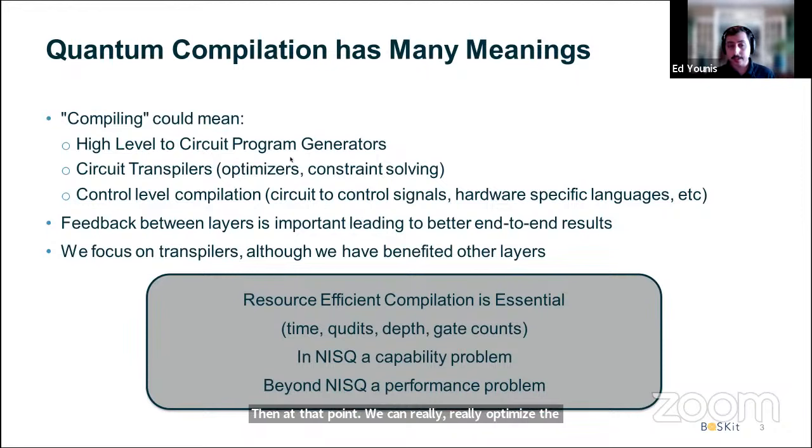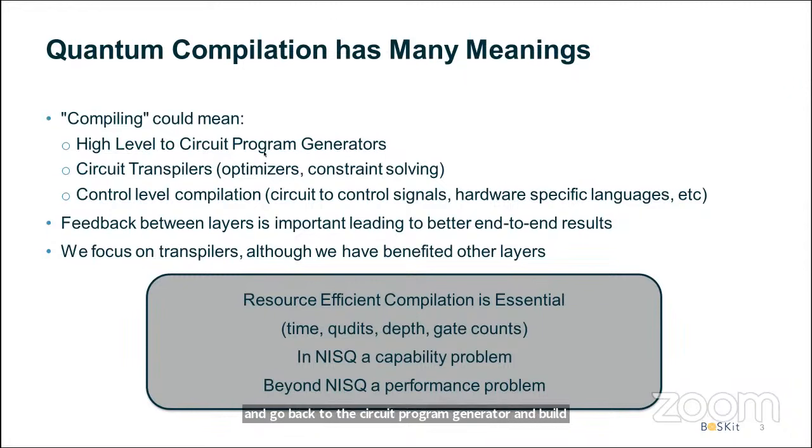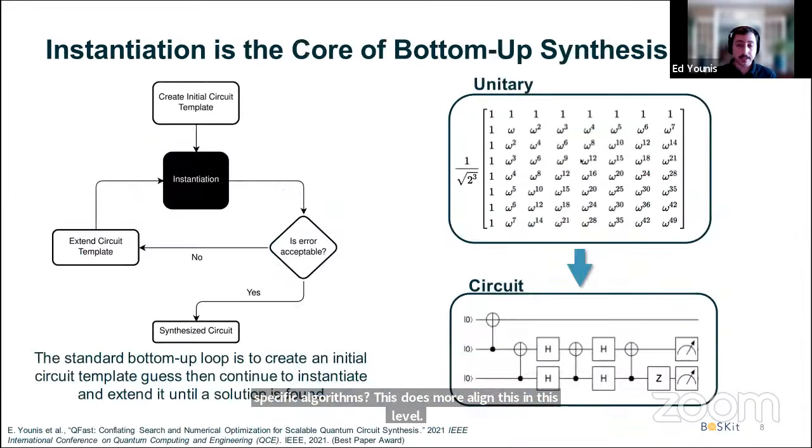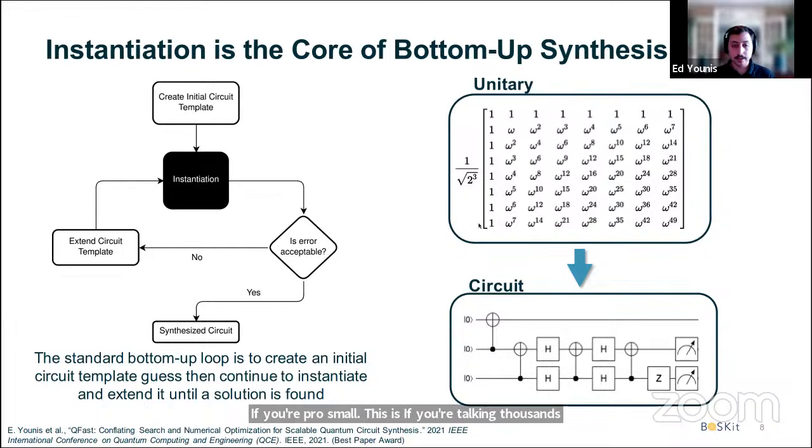In some cases, and I talk about this later on, we're actually able to analyze the results that come out of our optimizers and take those recognized patterns and go back to the circuit program generator and build better circuit program generators. But how do you generate programs for specific algorithms? This does more lie in this level. If your program is small enough, represented as a unitary, you can just synthesize the circuit. But if you're talking thousands of qubits, you have to go through this program layer and then compile with our software.